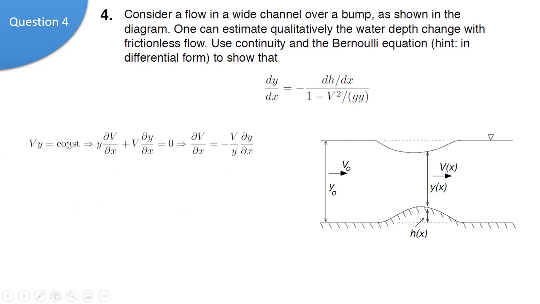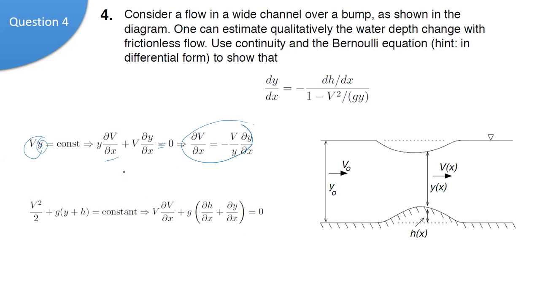So for the differential form, we should differentiate it first, this one over x, and then this one with regard to y over x. Not simplify, just put the other one on the other side of the equation. So next, we use the Bernoulli equation. And as you see, again, if we differentiate it, we get to this equation. So for this question, you only needed to know these two equations and it would be solved for you.